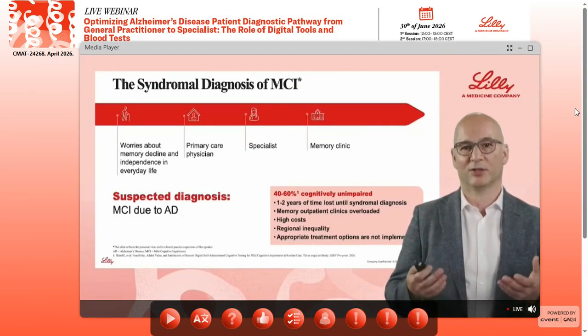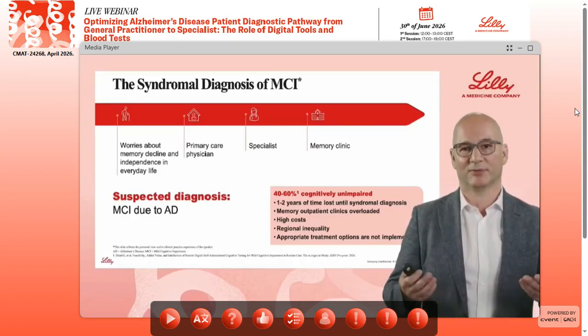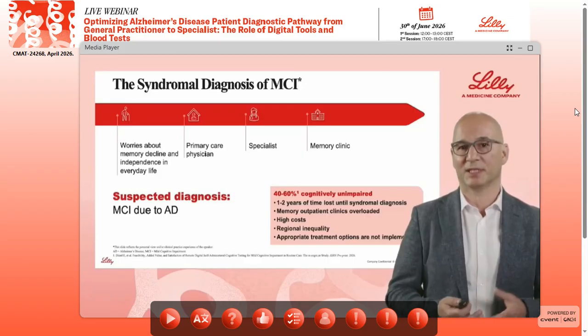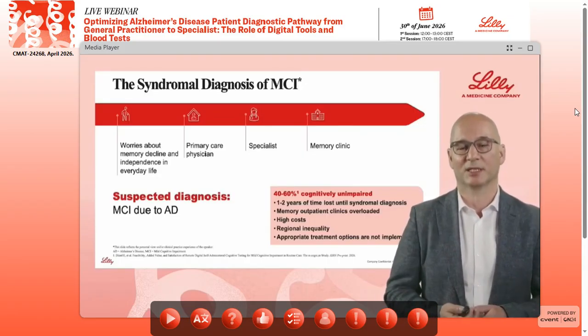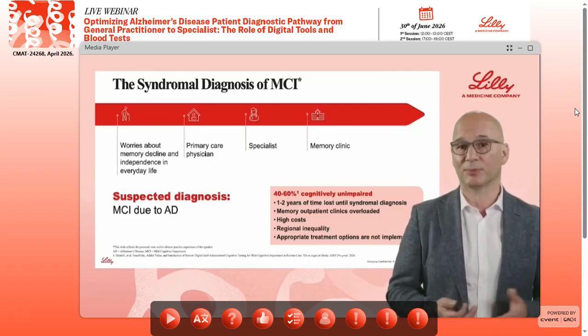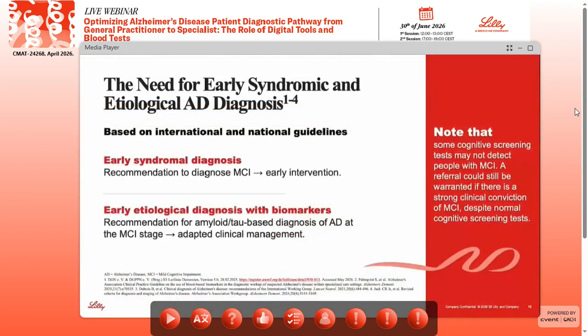This leads to an overburdening of memory clinics. There are very long waiting times. We have high costs associated with unnecessary assessment at the specialist and memory clinic level. This also leads to regional inequality because specialists and memory clinics are less widely available than primary care physicians. And of course, appropriate treatment options are not implemented and are delayed.